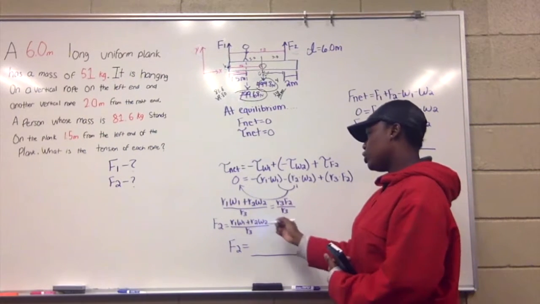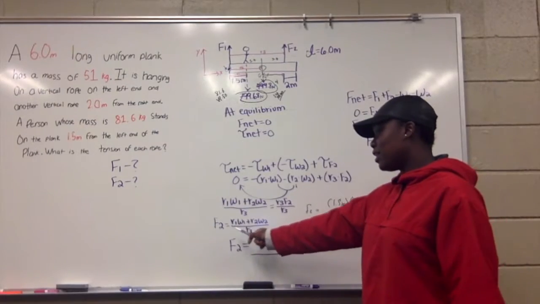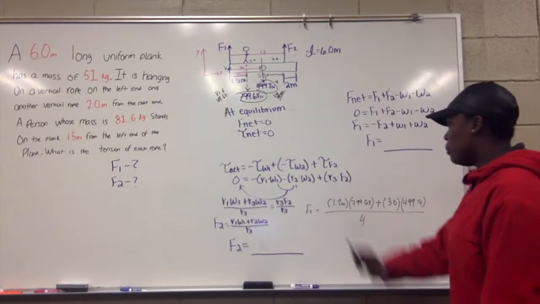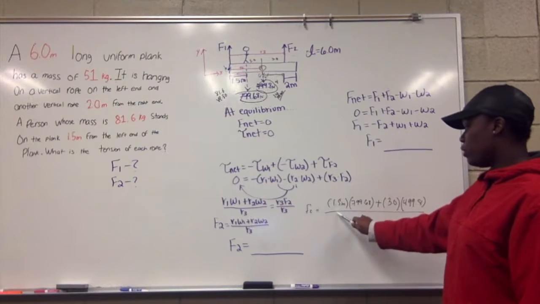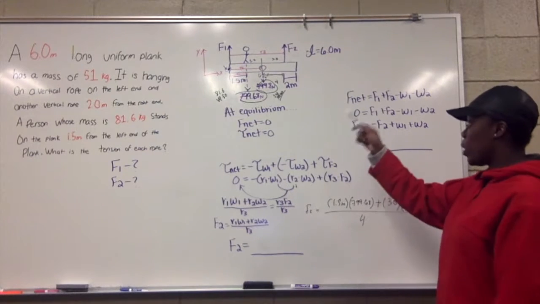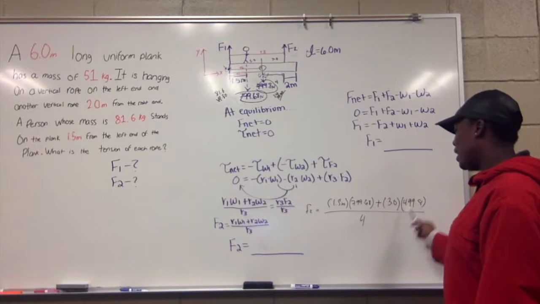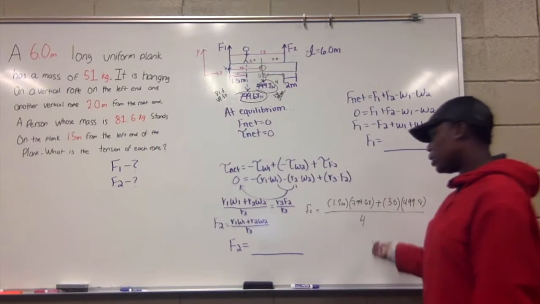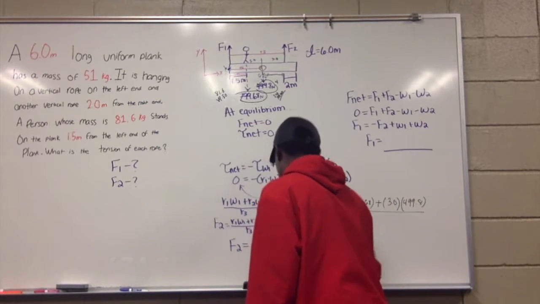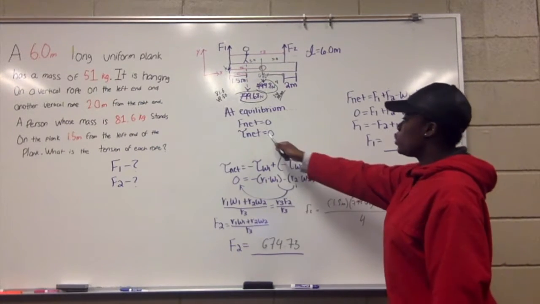And then you divide the R3 from both sides to get F2. So we got F2 equals R1 weight 1 plus R2 weight 2, divided by R3. And when we plug it in, we got an R1, which is 1.5, the weight 1, which is 799.68, plus we derive an R2, which is 3 meters, and then weight 2, which is 499.8, and then we divide it by 4, which is the R3, and we get 674.73.